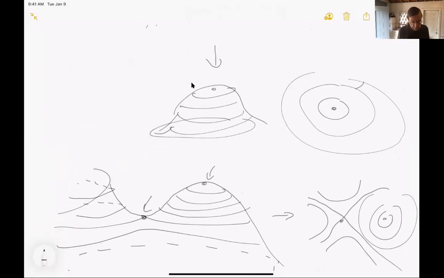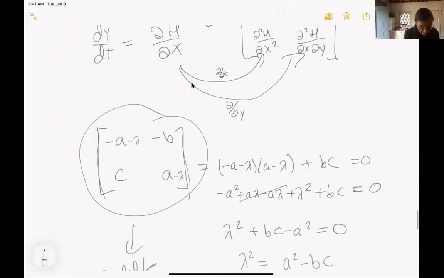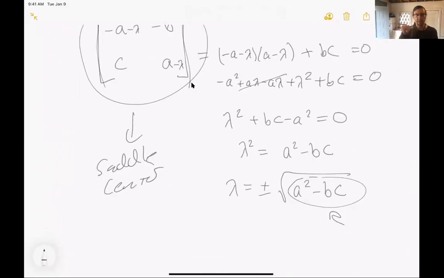And that's exactly what we're finding with the algebra at the bottom, which is that all we have are centers, which look like circular trajectories, or saddles, which give you these little hyperbolic trajectories. Right, so all these different perspectives are hopefully coming together and falling into place.